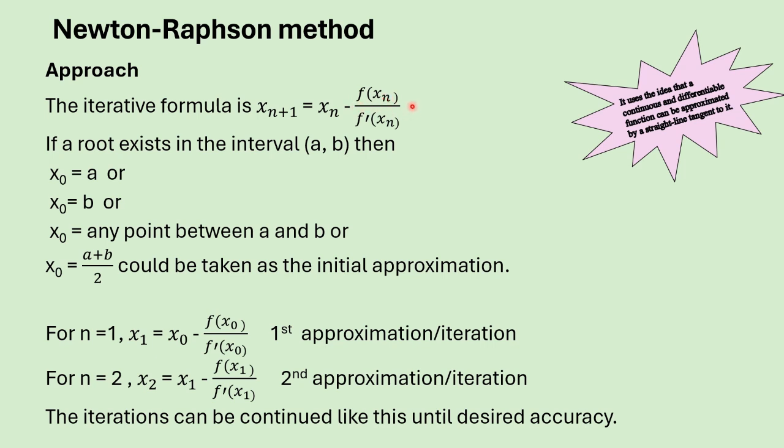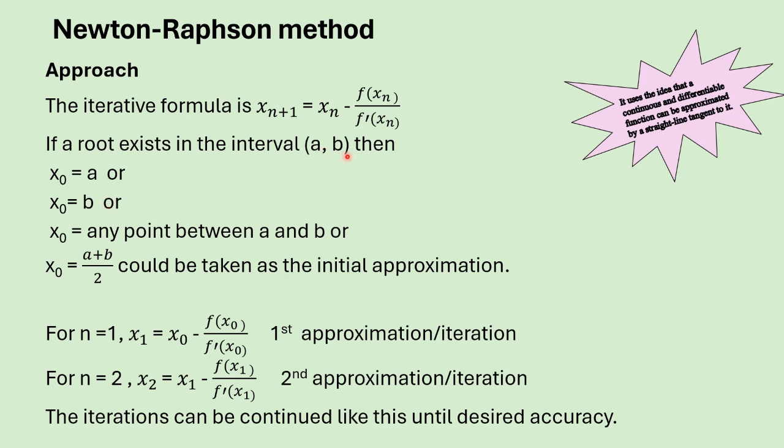So the thing you have to understand is that here we have taken x(n+1), and here the value is n, so 1 less than this. You have to remember this in the formula. Now, if the root exists between a and b, then the initial approximation x naught can be taken either as a, b, or any point between a and b, or (a plus b) by 2.